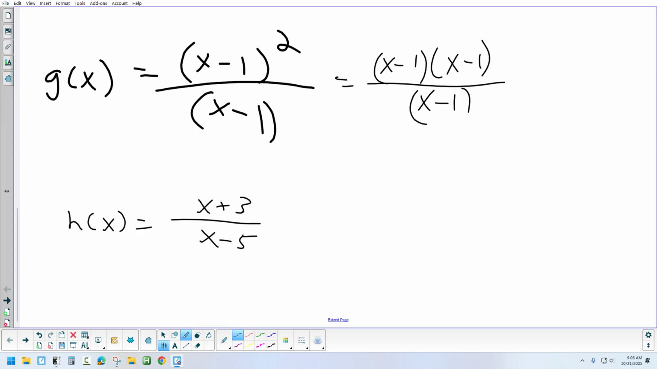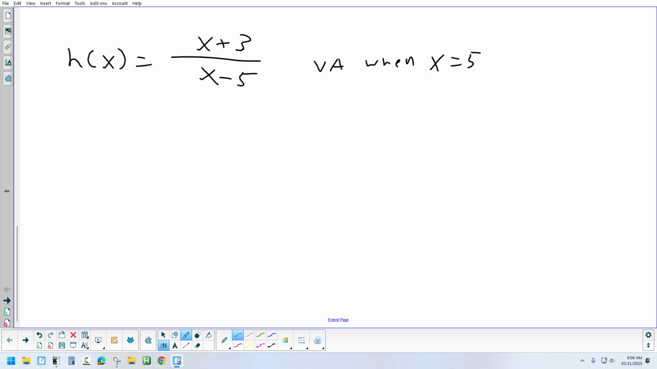Yep. So this will have a vertical asymptote when x equals 5. Questions on that? Okay. And you could have some graphs that have both. Okay. Here's an example that has a hole and an asymptote.